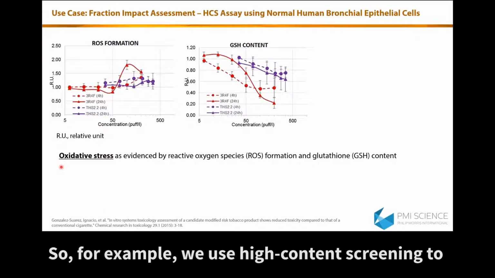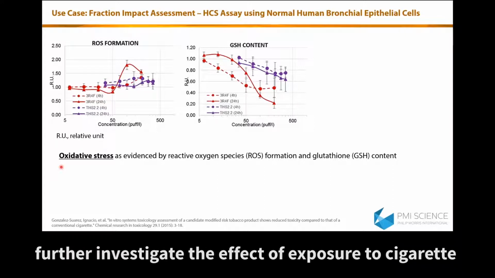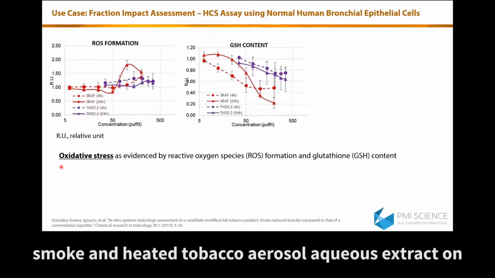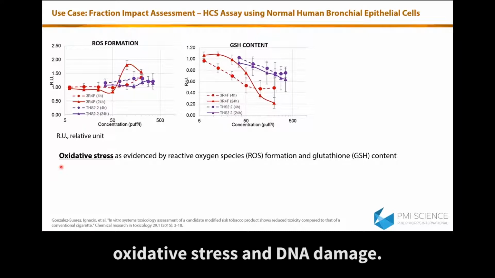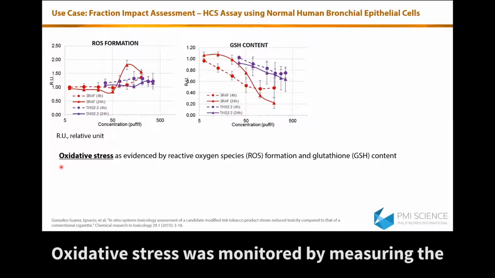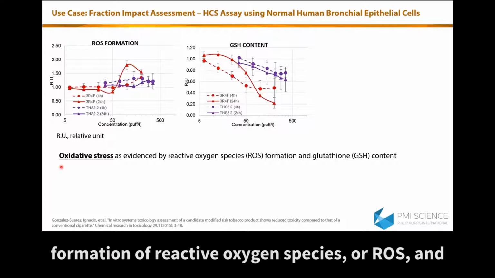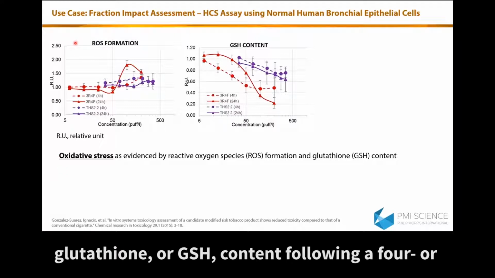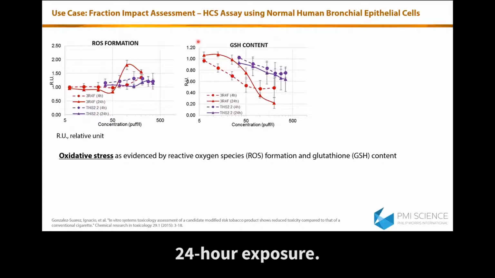So for example, we use high-content screening to further investigate the effect of exposure to cigarette smoke and heated tobacco aerosol aqueous extract on oxidative stress and DNA damage. Oxidative stress was monitored by measuring the formation of reactive oxygen species, or ROS, and glutathione, or GSH, content following a 4 or 24-hour exposure.